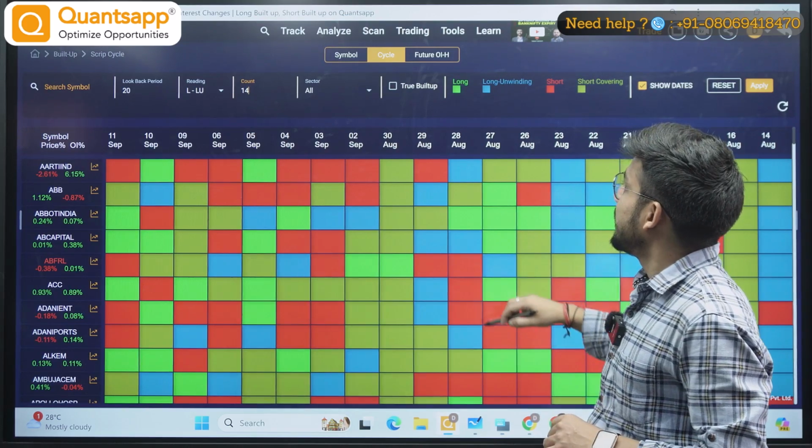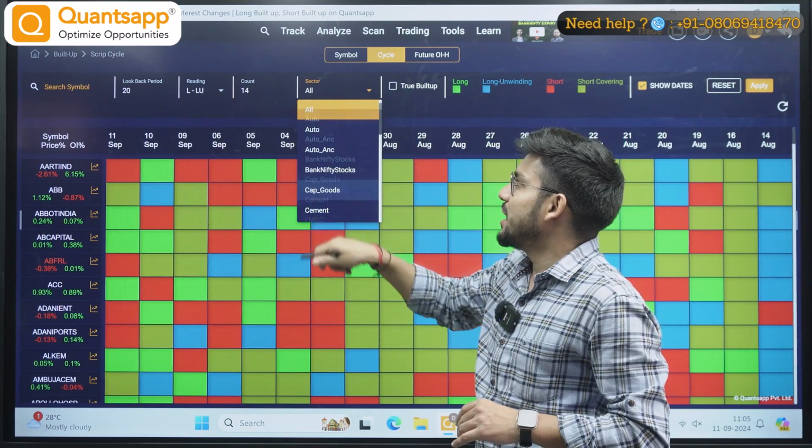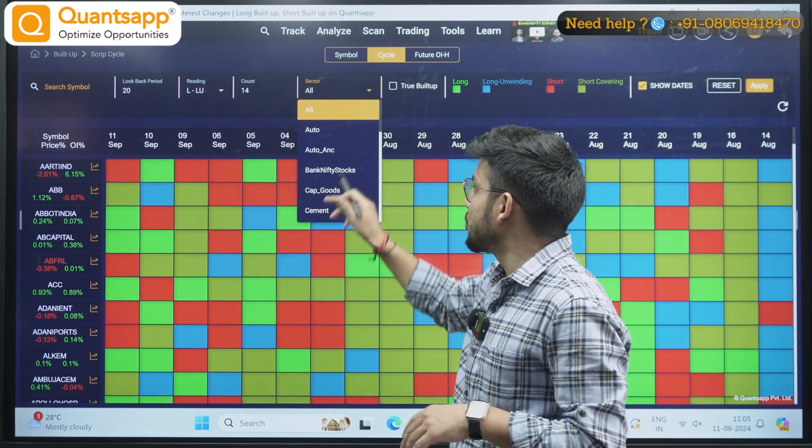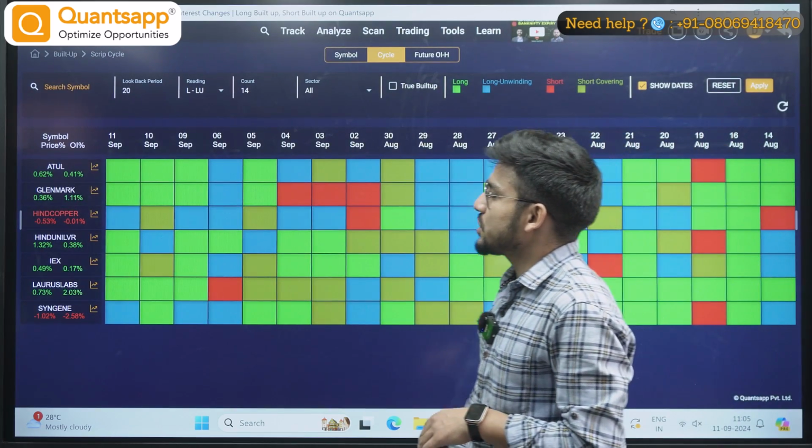And then for sectors, I have selected all sectors, but if you have any definite sector in your mind, you can choose that also. So let's see, apply. Okay, so these are the stocks that I'm getting here.